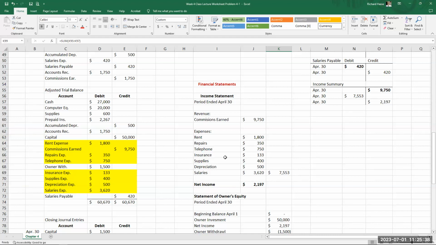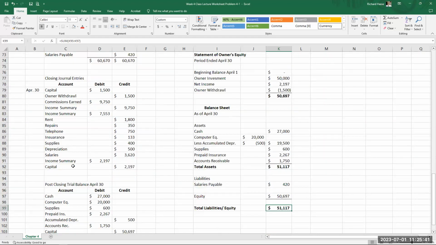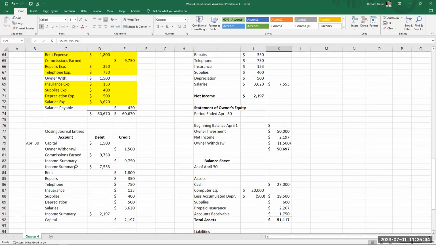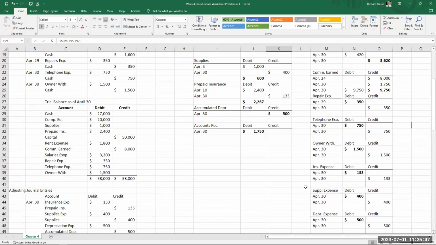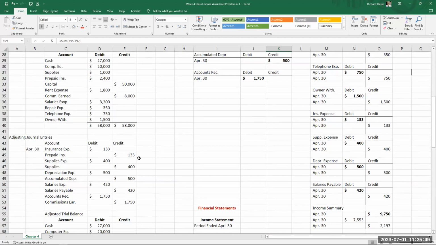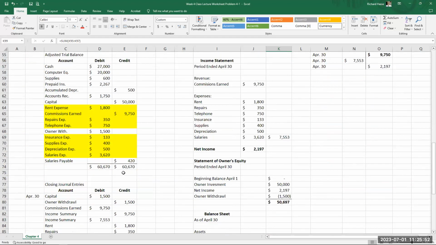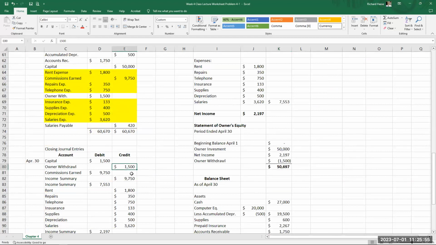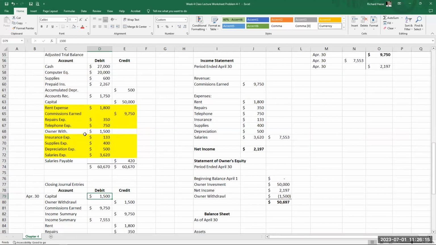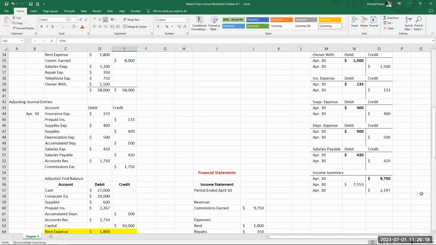So notice here are my closing journal entries. The owner withdrawal, remember from our general ledger, had a balance of $1,500 debit. We are now going to close that account by crediting owner's withdrawal and charging the capital account $1,500 debit. We have now zeroed out the owner withdrawal. Why? Again, because it's a temporary account. We want to see in the month of May how many owner withdrawals there'll be in May. So we zero it out. Revenue accounts, commission fees earned, had a credit balance of $97.50.